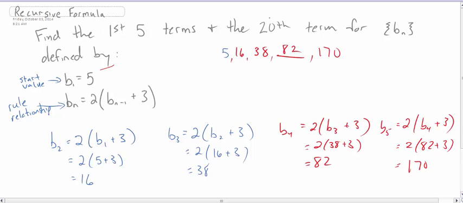Now, how am I going to find the 20th term? Well, to find the 20th term, we would need the 19th term. But to find the 19th term, we need the 18th term. To find the 18th term, we need to know the 17th term. So I hope you can see the drawback of a recursive rule. To find any term that's far out there, you need everything before it. That can be a real pain if you're out in the 20th term or 50th term. Heaven forbid I wanted the 100th term. It would be a nightmare.